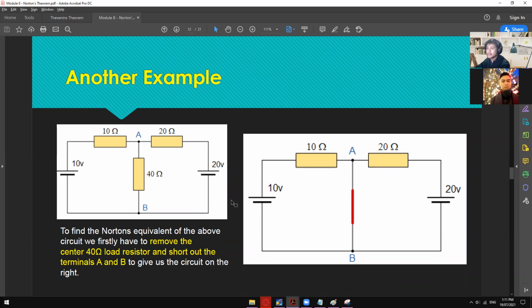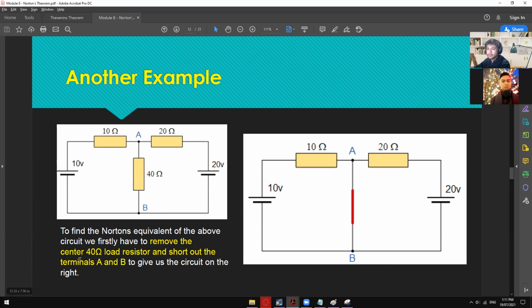So let's have this one real quick. We have 10 volts, 20 volts, 10, 20, and then 40 ohms. The same concept, just remove this one. Let's say this is our R load. So remove the 40 ohm load resistor. It just wasn't able to put here this one as our RL, but this is our RL, the 40 ohm load resistor. Okay, so just short it. And then what else?